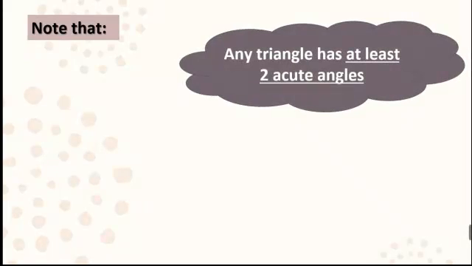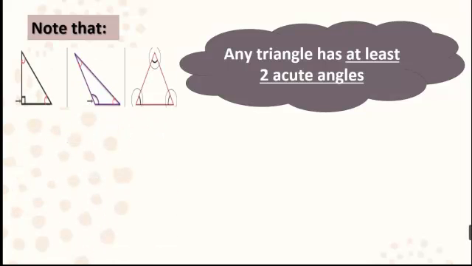Let's take some notes about these triangles. The first one is any triangle has at least 2 acute angles. What's the meaning of that? Let's remember together the 3 triangles that we took in the previous page. I have right-angled triangle. It has 2 acute angles. I have obtuse angled triangle. It has 2 acute angles. And I have acute angled triangle. It has 3 acute angles. So each one of them has at least 2 acute angles.